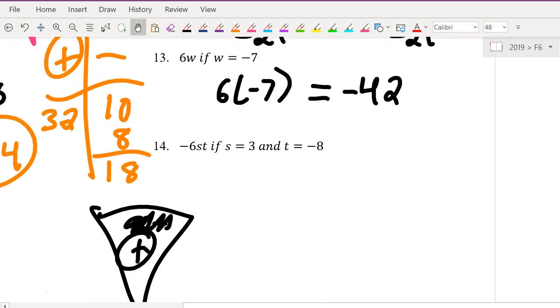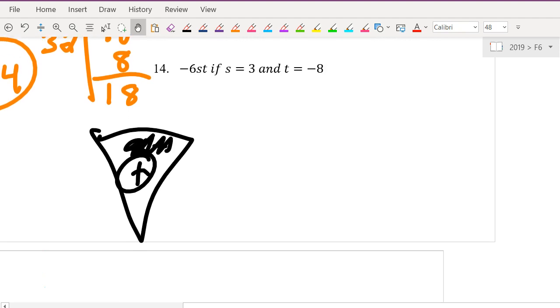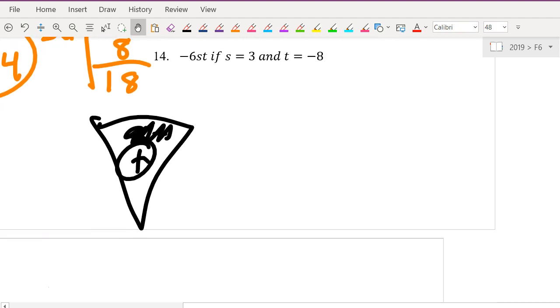Negative 6st. Anybody? Yeah? You want to do it? Alright, code name? Save the plastic straws. Let's go. Alright, negative 6st.